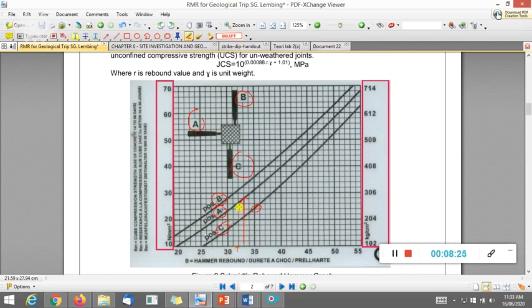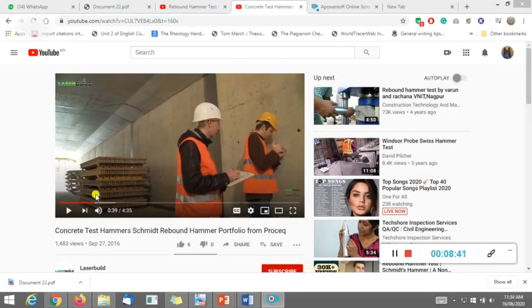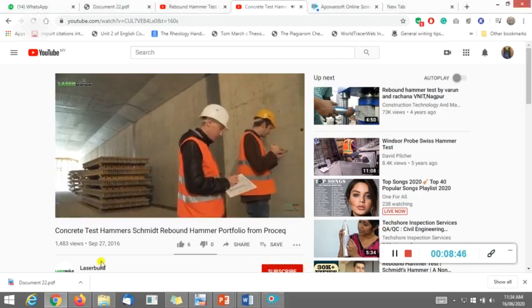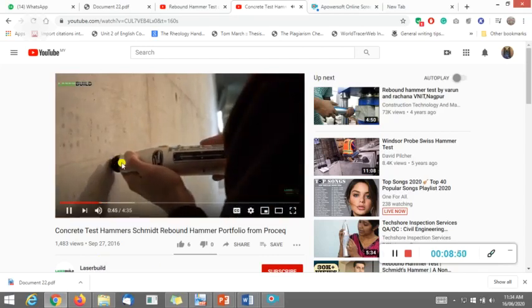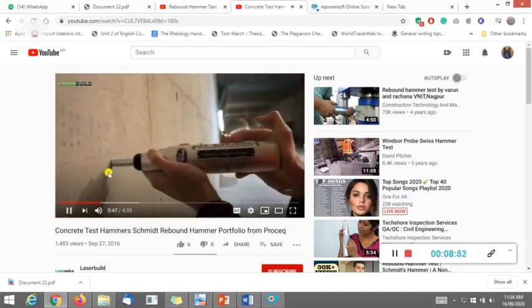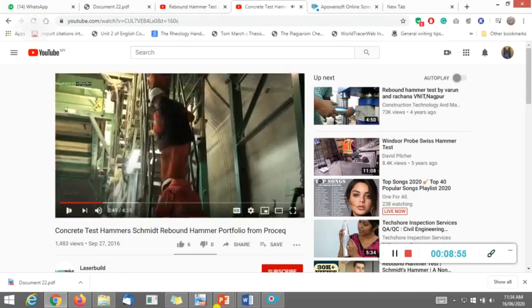Then you need to do the correction based on the position. In the video I showed you before, that one is for position B. However, when you go to the tunnel, there is a different condition. So I will just show you the situations. The rebound hammer is the only viable alternative to estimate the compressive strength of the concrete. There are many other applications.